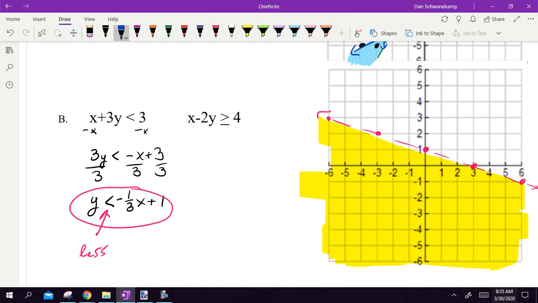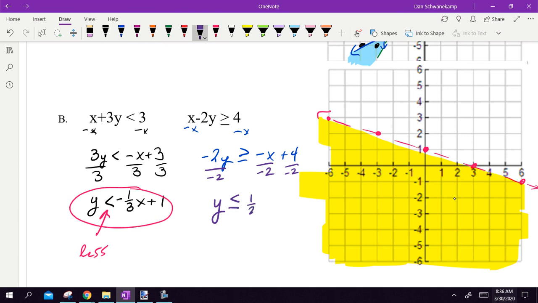x minus 2y is greater than or equal to 4. So we're going to solve. Minus x, -2y is greater than or equal to -x plus 4. Then don't forget this part. This is something we've done in the past. When you solve an inequality and you divide by -2, if you divide an inequality by a negative, we flip the signs. Not only do we flip the signs on the y's and the x's, but we also have to flip the inequality sign.